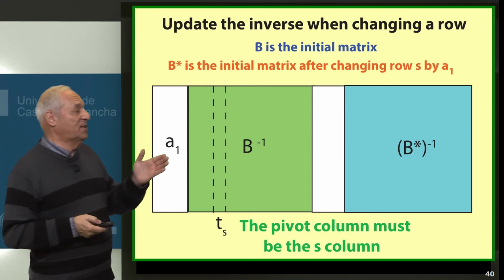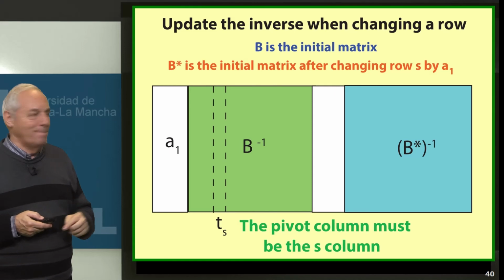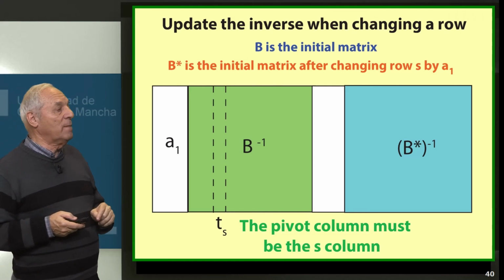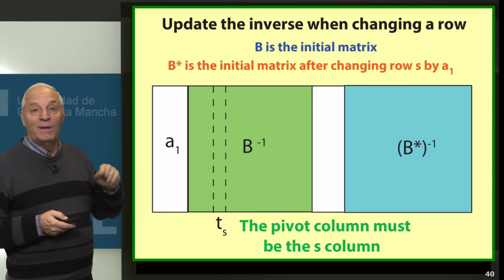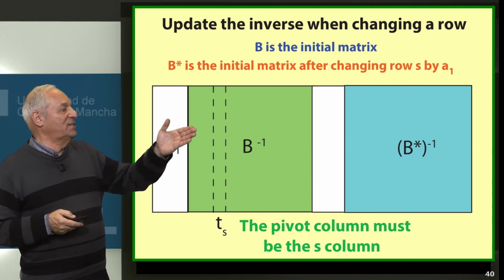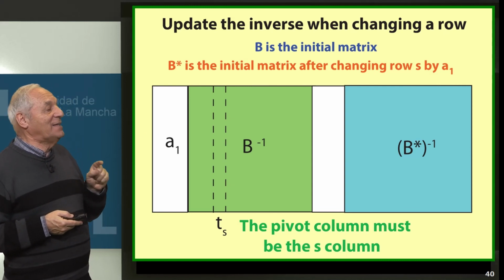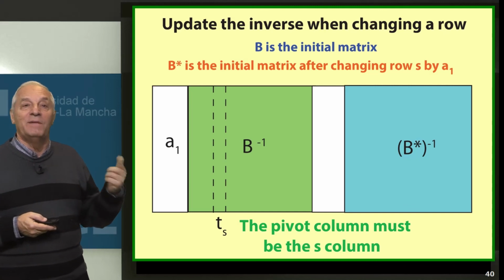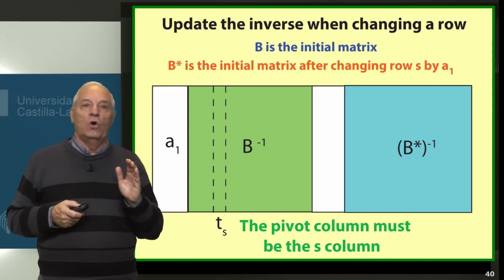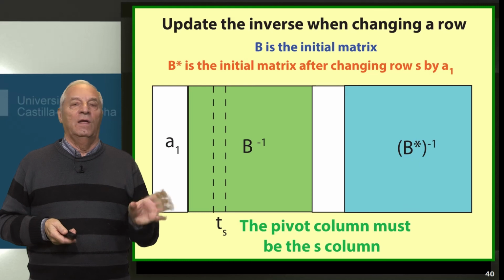So, if in this scheme we consider an initial matrix B and the matrix that we initially put in, instead of unity, is its inverse, B-1, if in matrix B we change the row S by the vector A1, and we call that matrix B*, what we get after pivoting is the inverse of matrix B*. That is to say, what the algorithm allows us is to update the inverse of a matrix when we change one of its rows by the vector A1 that we introduce in the algorithm.